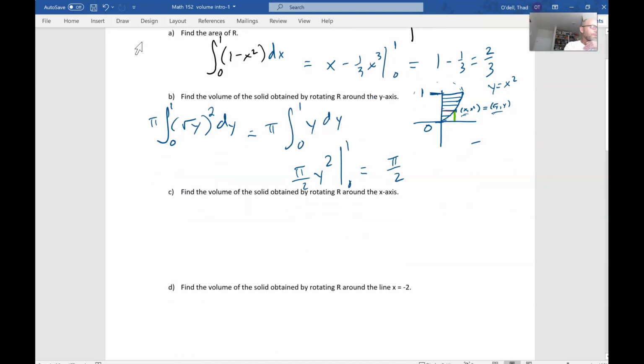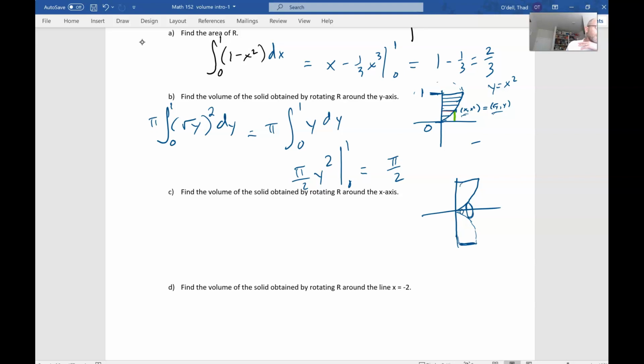Now we're going to find the volume of the solid obtained by rotating R around the x-axis. So let's draw our picture again. We've got this same region, but this time we're rotating it this way. So you can see there's going to be a little inner hole here, isn't there? It gets smaller as you go down, because if we did a cross-sectional area, it would look something like this. So you can see there's a little hole in here.